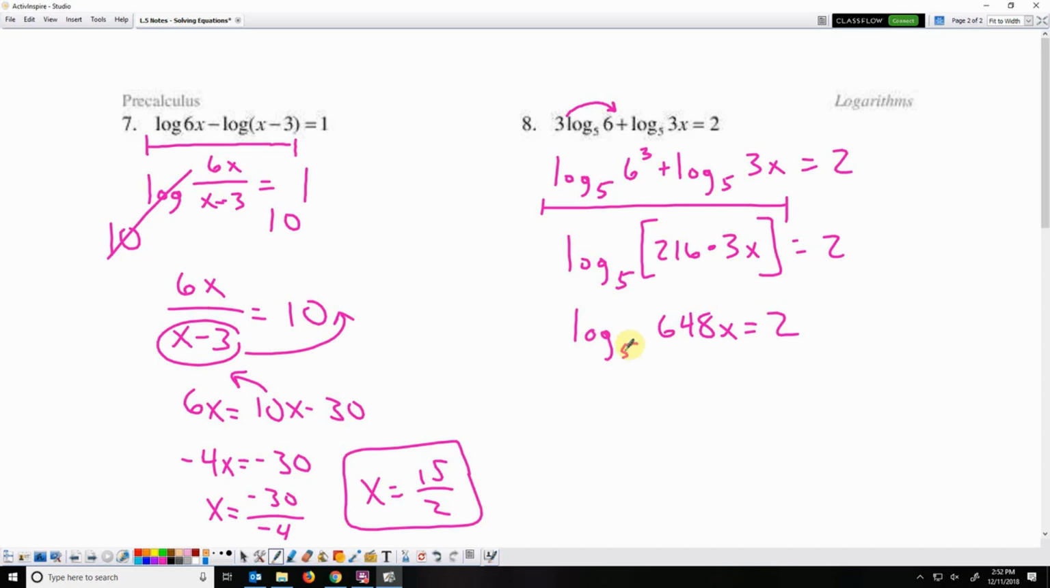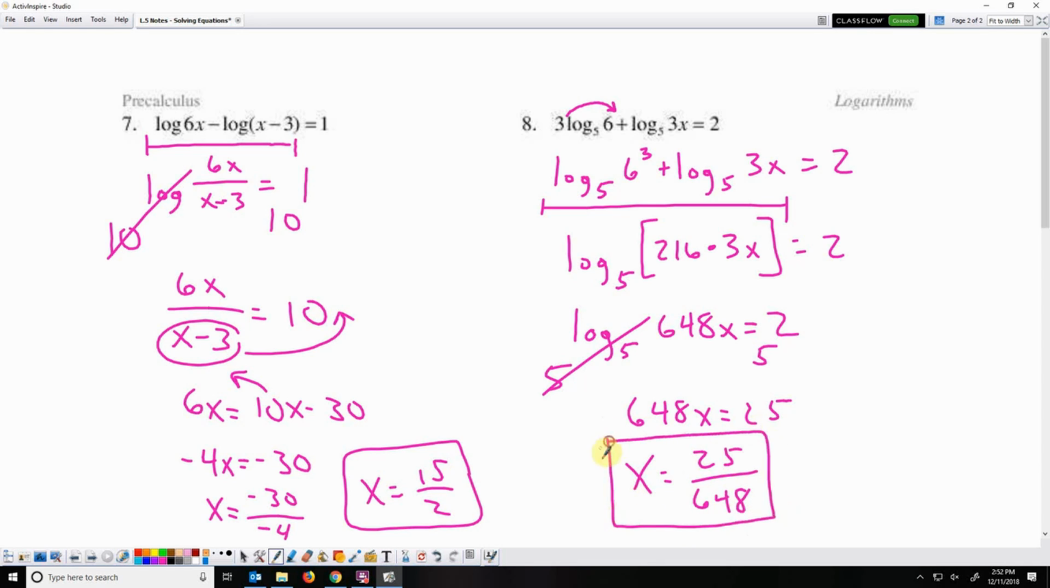Now I want to cancel out this log base 5, and I don't have a log base 5 on the right. So treat each side as an exponent with a base of 5. And I get 648x equals 5 squared, 25. So x equals 25 over 648, and that cannot be simplified.